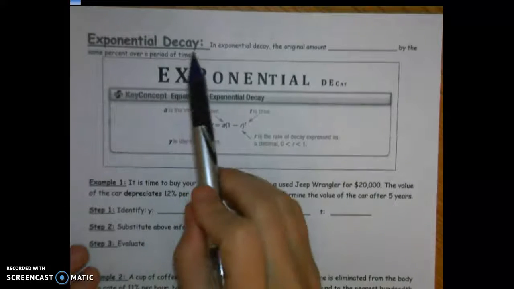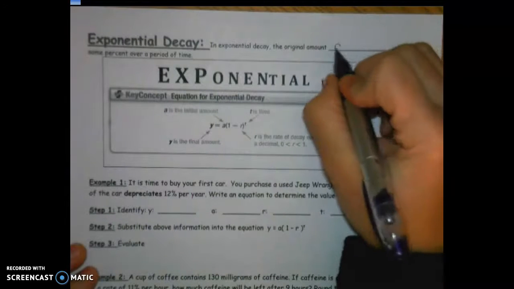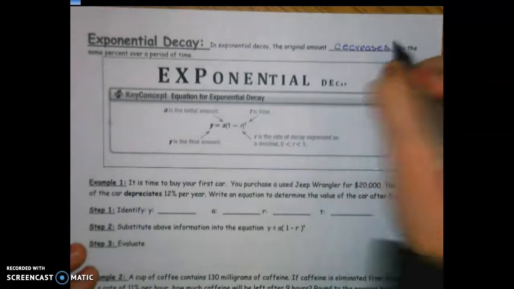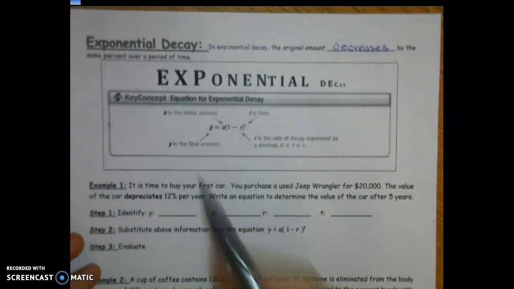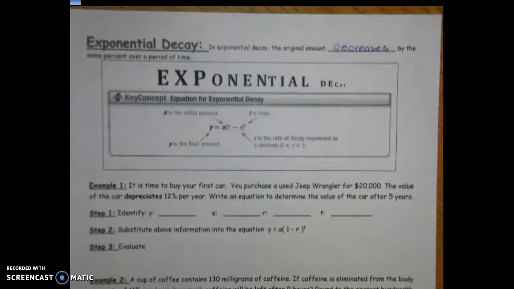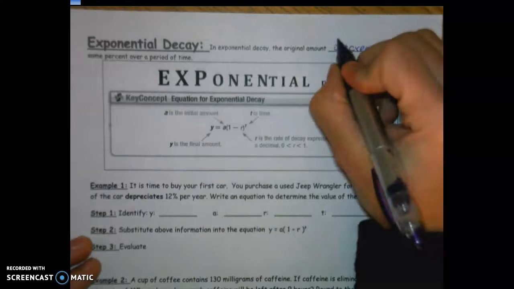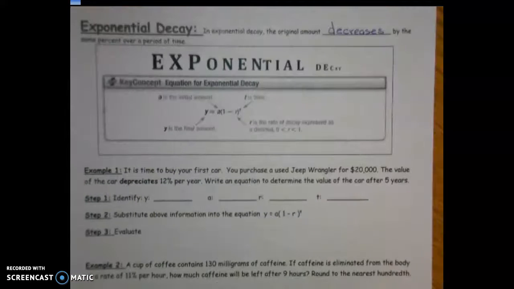Today, we're talking about decay, which means that the original amount decreases by the same percent over a period of time. So the formula we're going to use is almost exactly the same as yesterday, except the plus sign has now been changed to a minus sign because it is going down by a certain percent, or decreasing by a certain percent. Okay, so let's take a look at the first example.